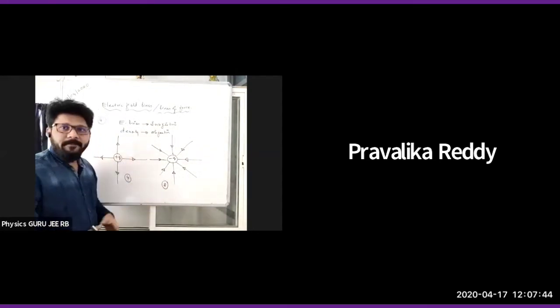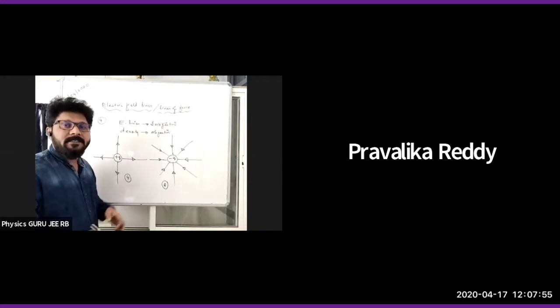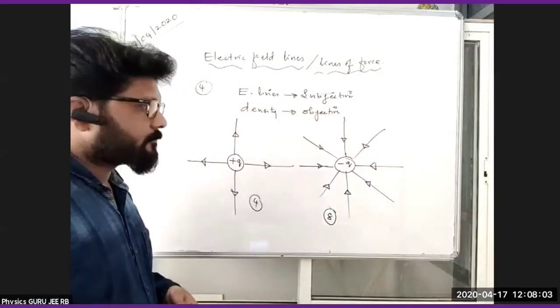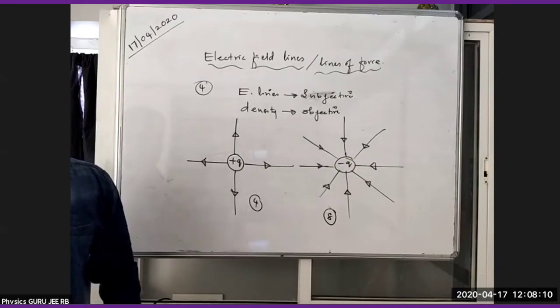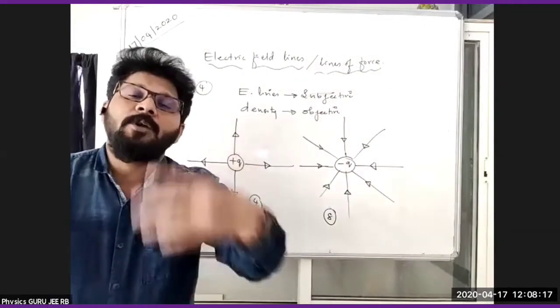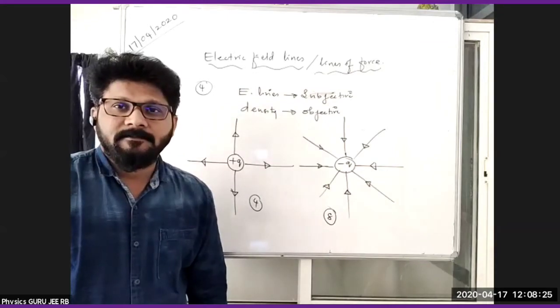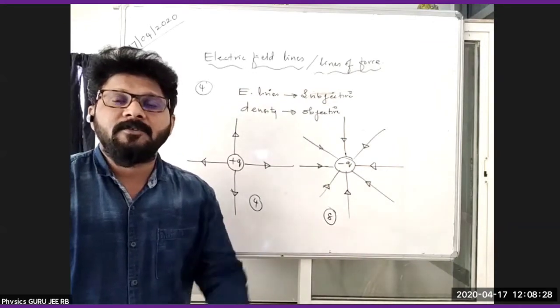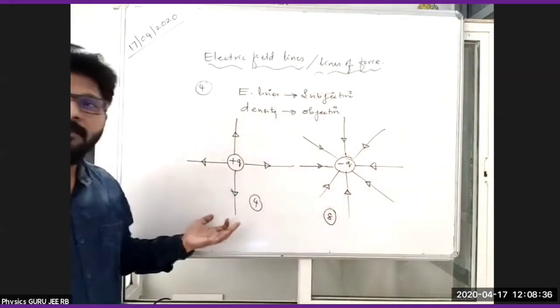With respect to density, I'll ask one question. Which has a stronger electric field? Electric field intensity is more for positive charge or negative charge? Can you tell me, anybody? Negative charge. How are you able to say the negative charge has more electric field intensity? Because more number of lines are there when compared to this one.